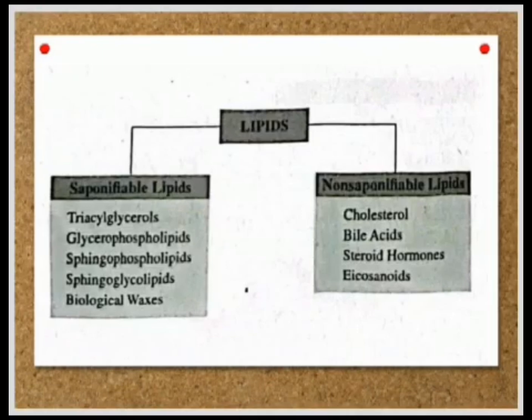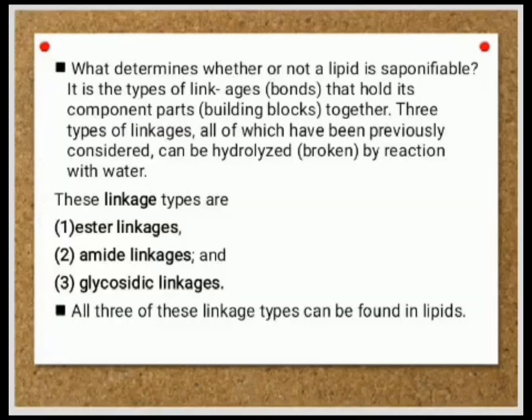Under the saponifiable lipids are the triglycerols, the glycerophospholipids, the sphingophospholipids, the sphingoglycolipids, and the biological waxes. While the non-saponifiable lipids are the cholesterol, the bile acids, the steroid hormones, and the eicosanoids. How could we identify if it is a saponifiable or a non-saponifiable lipid? It is the types of linkage bonds that hold its component parts or building blocks together.